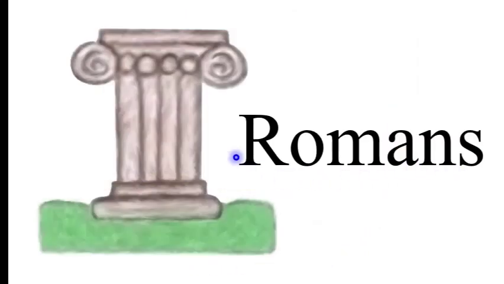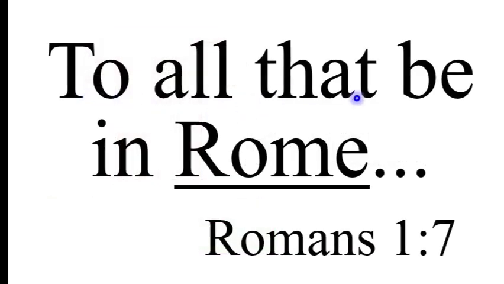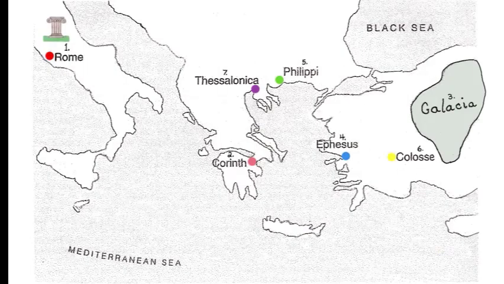The icon for Romans is a Roman column on the land to represent the Christians in Rome, because the Bible says, "To all that be in Rome," Romans 1:7. Rome is located on the left side and middle of this peninsula.